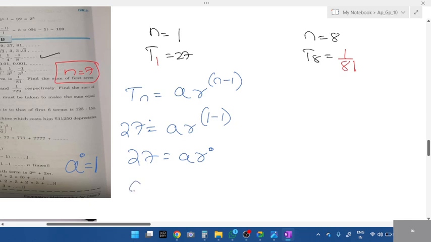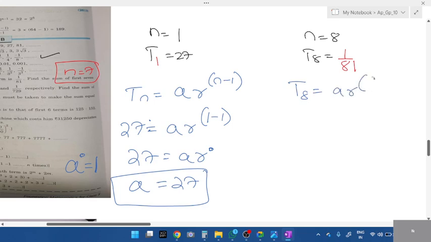Yes, what is the a value we got here? From this, what is the a value? r to the power of 0 becomes 1, students. r to the power of 0 is 1. a is equal to 27. What is the formula here? If I give time, nobody is responding. T of 8 is equal to a r to the power of 8 minus 1. T of 8 is 1 by, what is the a value? We can take a value directly. The a value is given as 27 into r to the power of 7. Keep r to the power of 7 as it is.